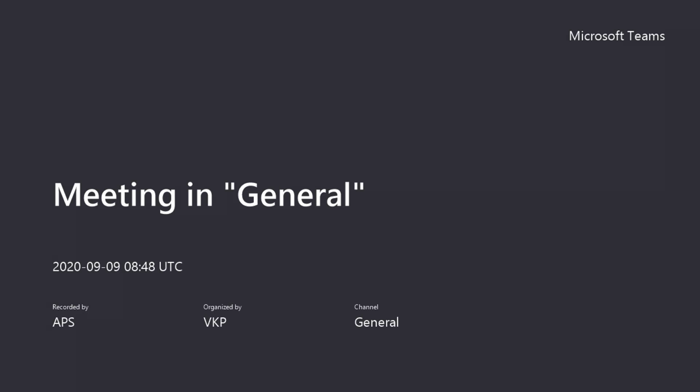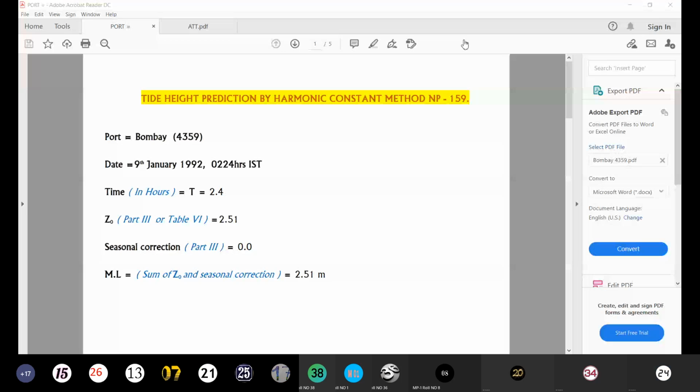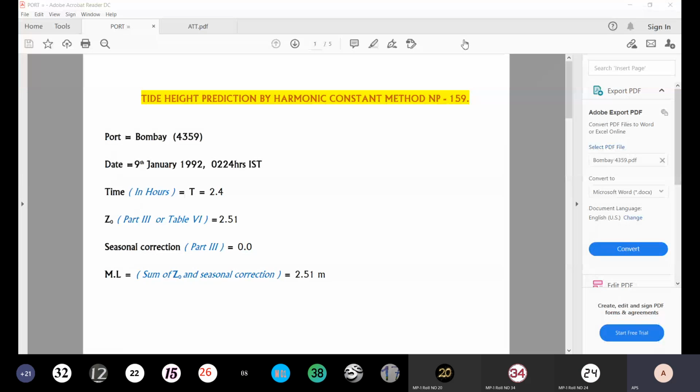90% of the time you will be doing it by the harmonic constant method. But sometimes they might give you a port which is a standard port, volume 1, and you have to calculate between time and height. If they have not mentioned the harmonic constant method, then you have to do it by the part 1, part 2 method, not by harmonic, because volume 1, part 1, standard port, is never to be done by harmonic unless the question paper says to do it.